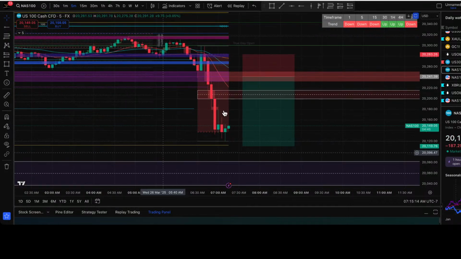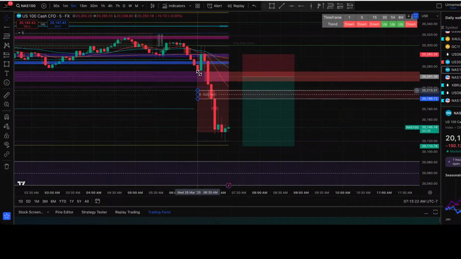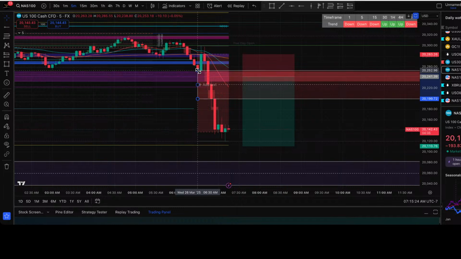Now it's just a bit of a waiting game. So now the 20 EMA is slowly coming into this fair value gap. Anytime you have 2-3 fair value gaps back to back, another good idea of where they could be going is the midpoint of all three of them.